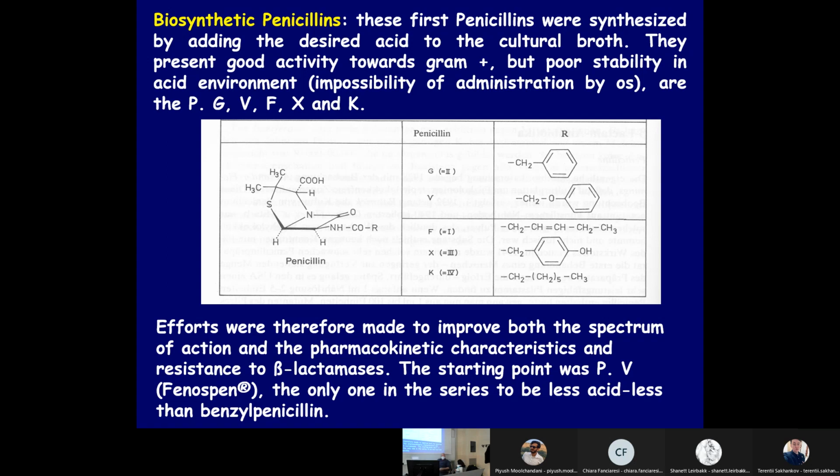The first point at that time was to use this penicillin orally. And at that time, they introduced an oxygen atom, you see here, between the aromatic ring and the carbon atom. And we get penicillin V.